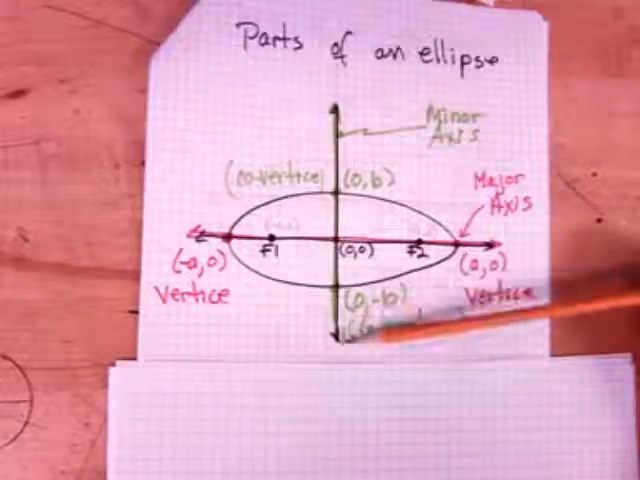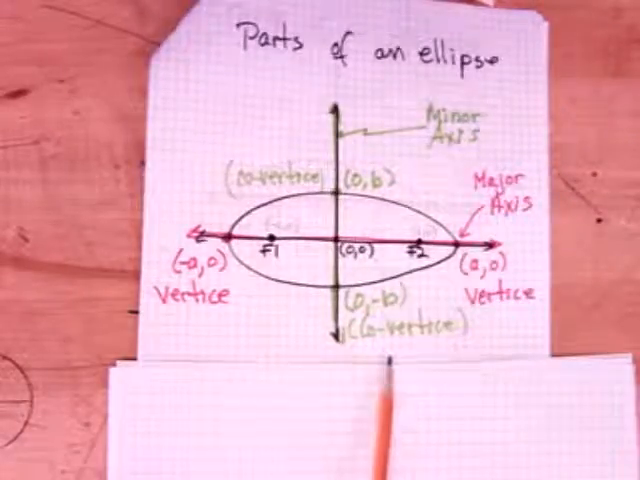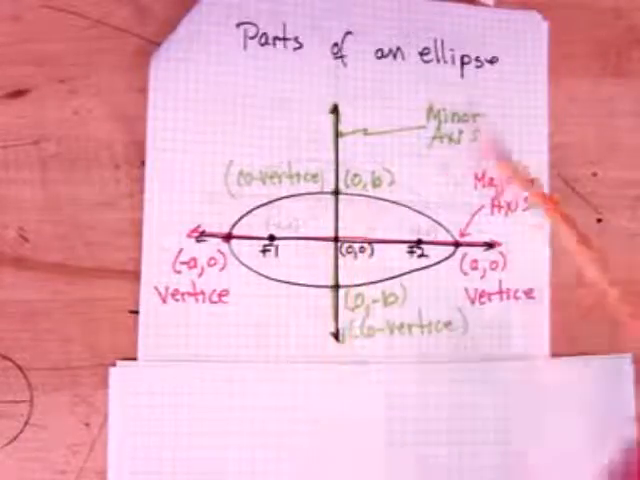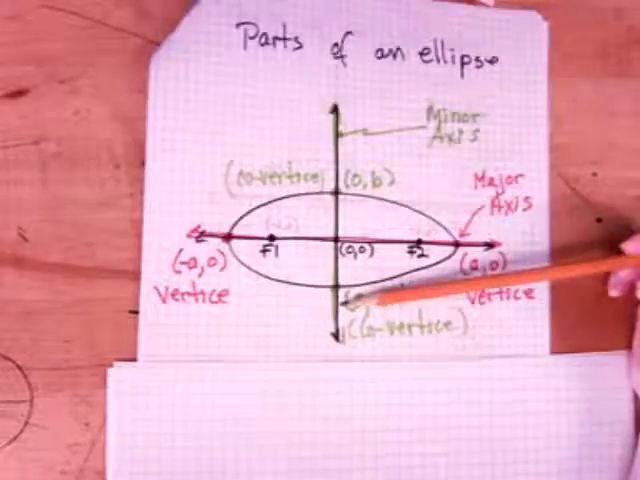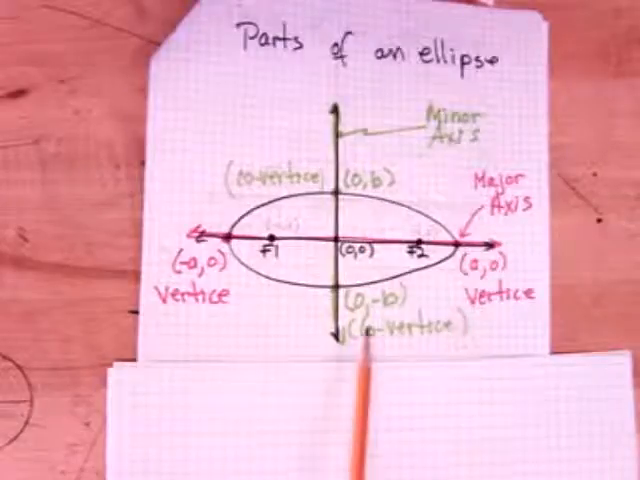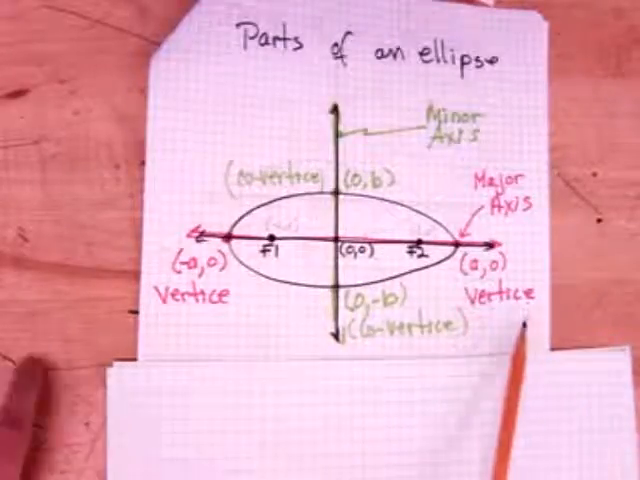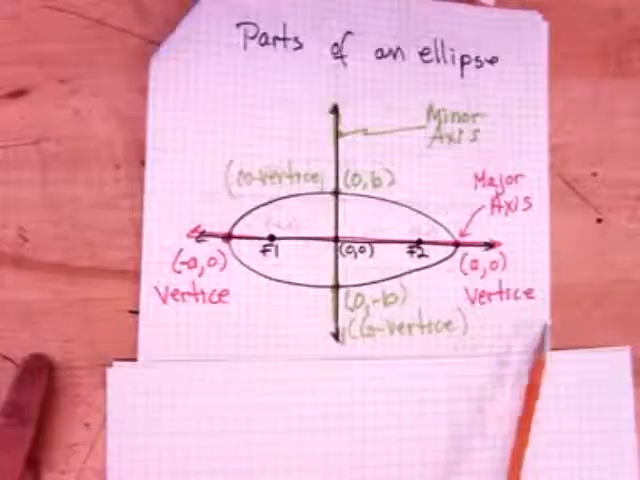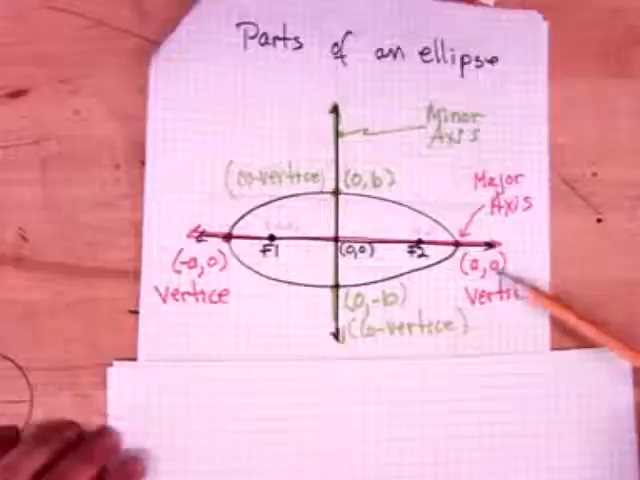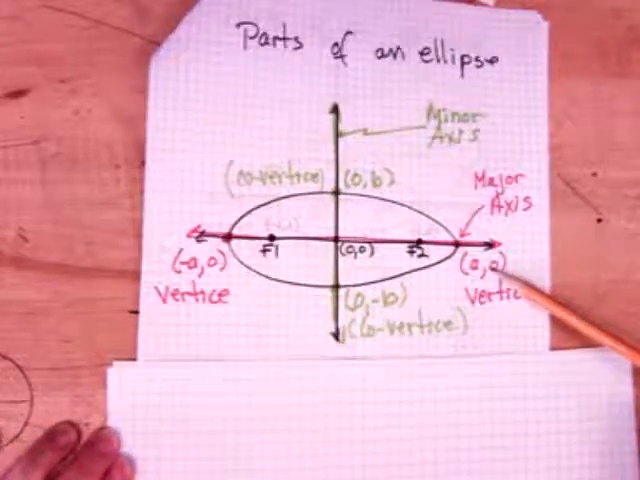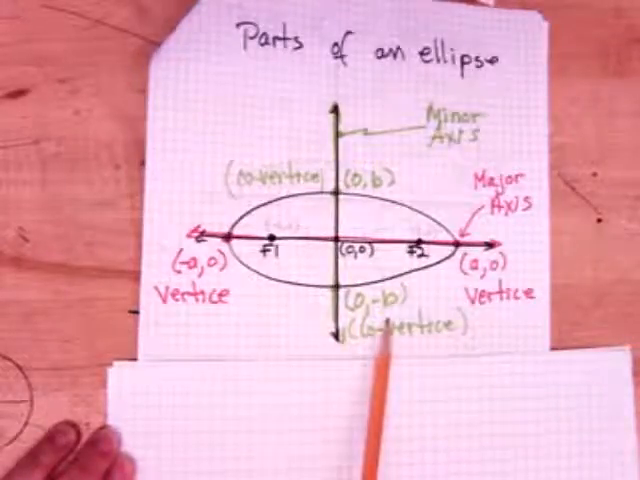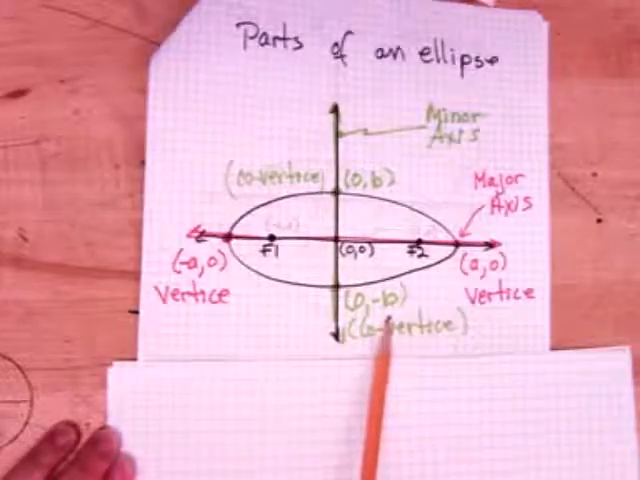On the minor axis, we call these co-vertices. Their x-coordinate is 0, because along the y-axis x is 0, and the y location is b and negative b. Okay, we have vertices along the major axis, co-vertices along the minor axis. The variable for the vertex on the major axis is a. The variable for the co-vertex is b.